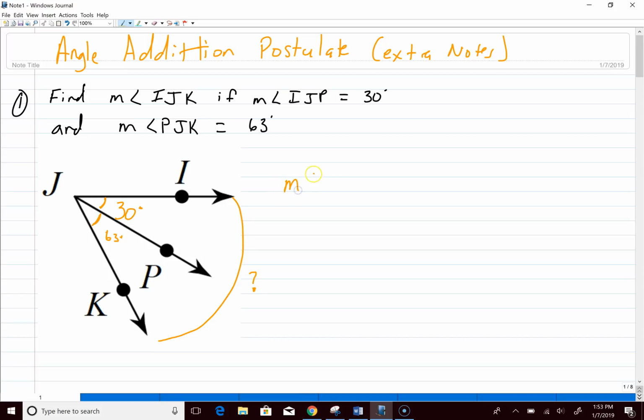So to find the measure of angle IJK, which is the whole angle, you need to add the measure of angle IJP plus the measure of angle PJK. You know that the measure of angle IJP is 30, plus the measure of angle PJK, which is 63 degrees. Then you add 30 plus 63, and it gives you what, 93? So that's the answer, 93.